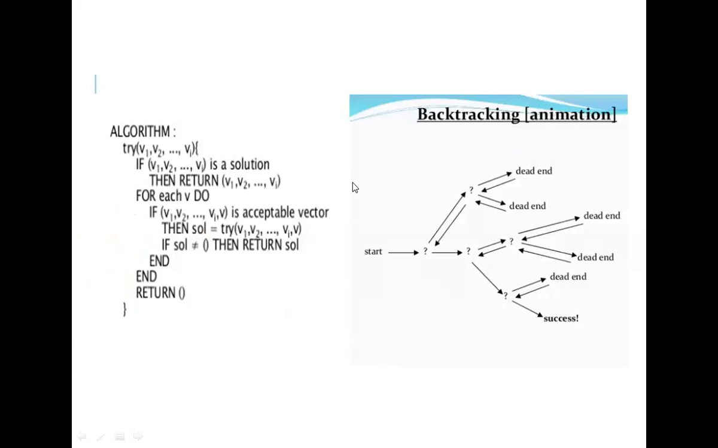See the diagram here. We start here, then we move this side. Then this is a dead end, but no solution is found. Then we again backtrack, and there is a path here. We move here. This is a dead end, and again we backtrack.